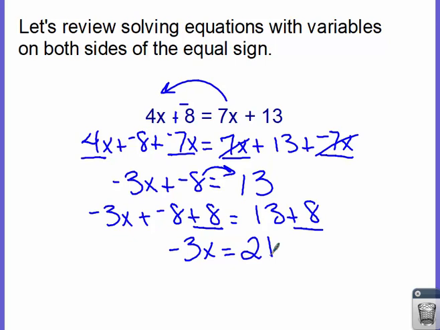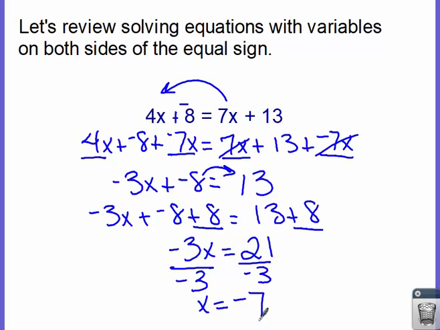Now, our third step then is to solve. Our letters are together on the left, our numbers are together on the right. So how do I get rid of a multiply by negative 3? I do a divide by negative 3. And I end up with x equaling negative 7 for my answer. Now, that's how we solve just a regular equation with variables on both sides.